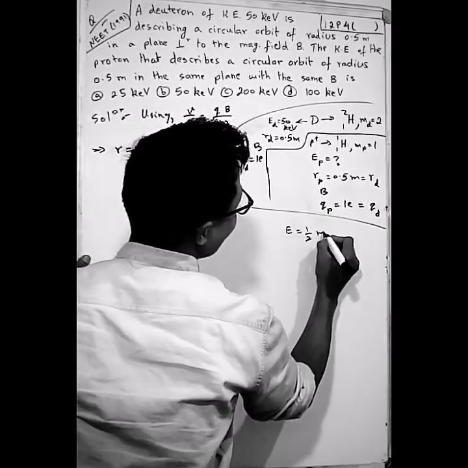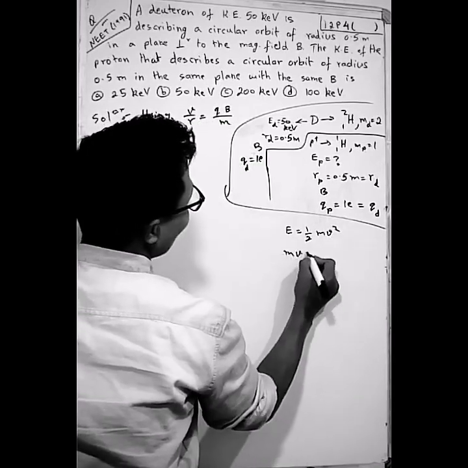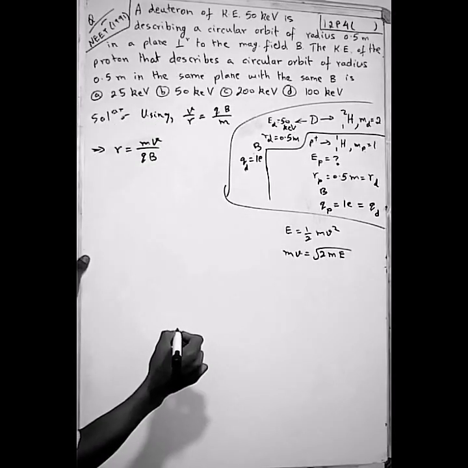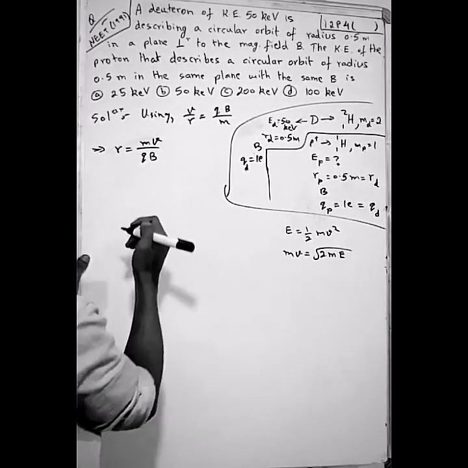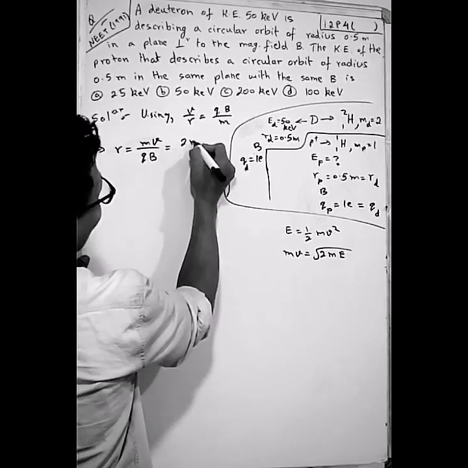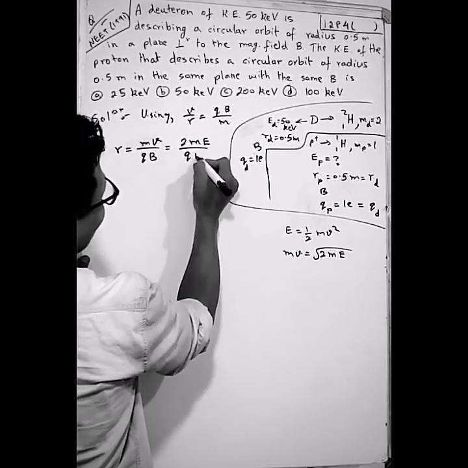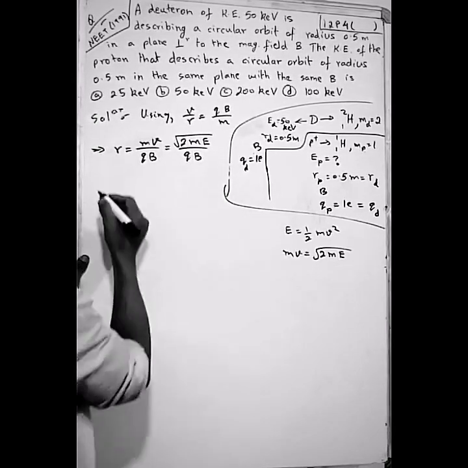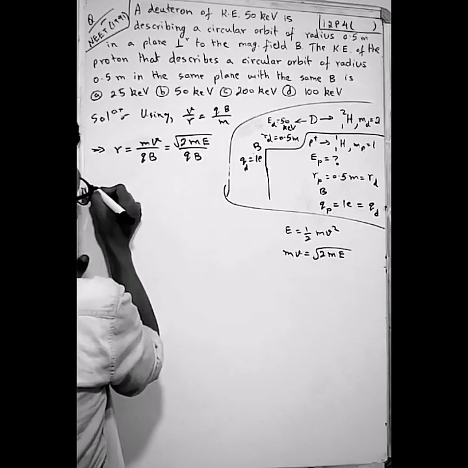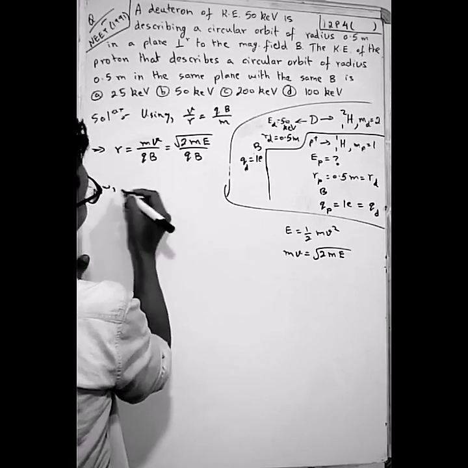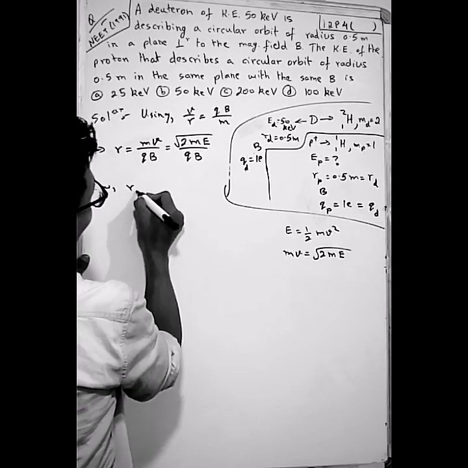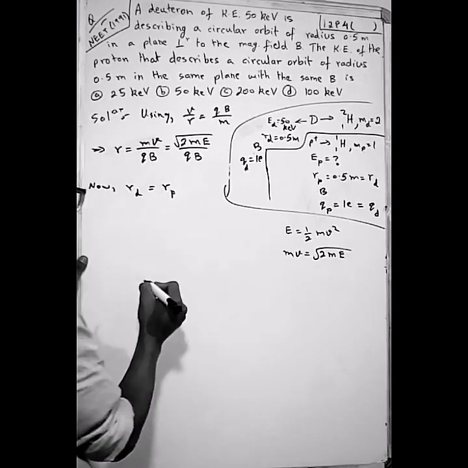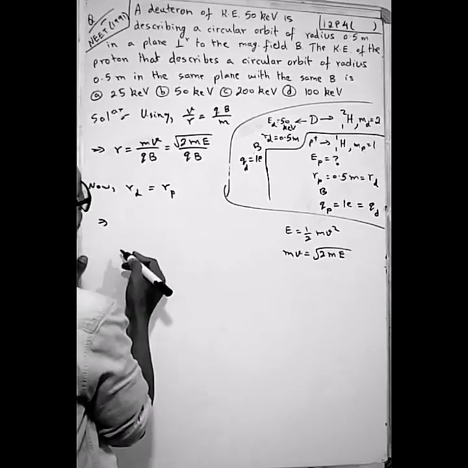So using this formula, kinetic energy is equal to half mv square. We have mv equal to root over 2 mE, right? We have derived this earlier. Okay. So we have here root over 2 mE by QB. That is fine, right? Okay. So now RD equals to RP, right?